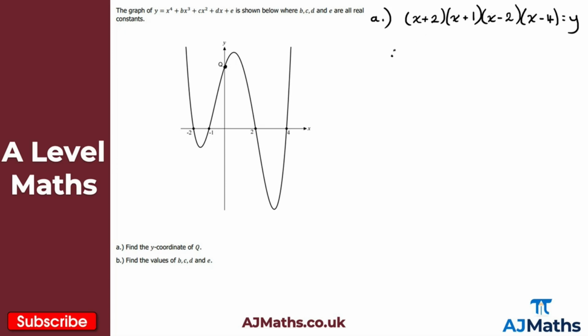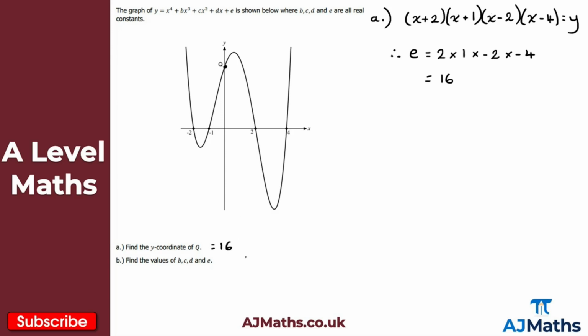So this is actually also e, by the way. Remember, e is when x is equal to 0, so we'll do this all in one part. So e is equal to 2 times 1 times -2 times -4. 2 times 1 is 2, times -2 is -4, times -4 gives me positive 16. And that makes sense, right? We've got a positive y-intercept. If we got a negative solution, then we know something's gone wrong because we can see from the graph that it should be positive. So the y-coordinate of q is equal to 16.